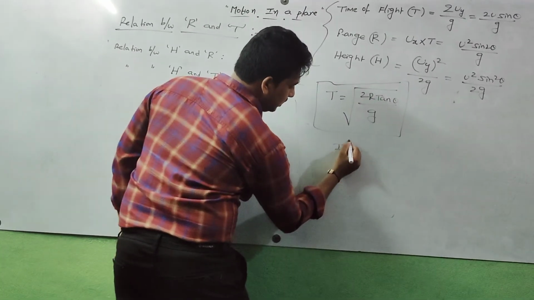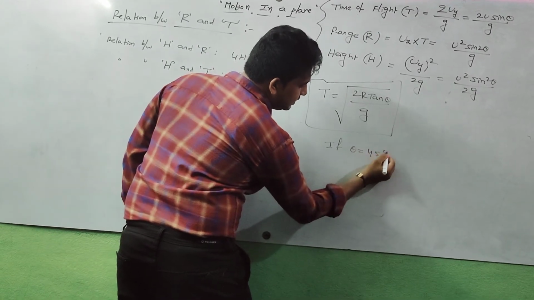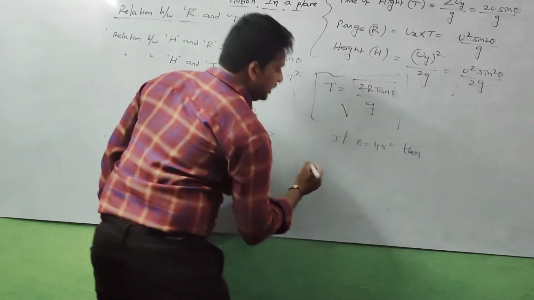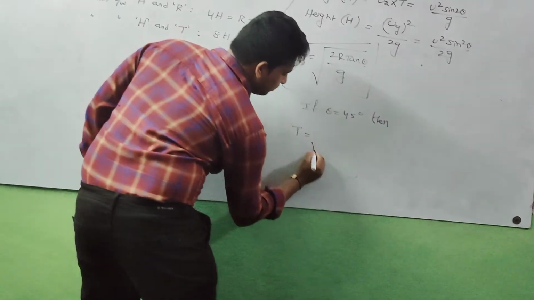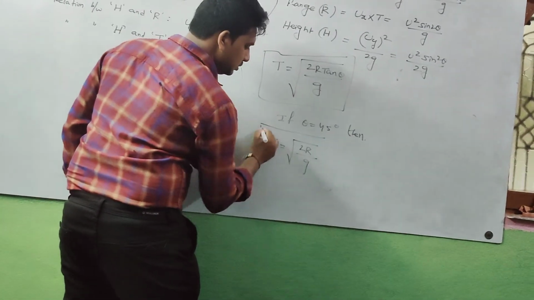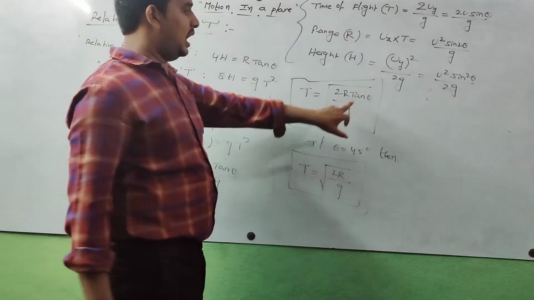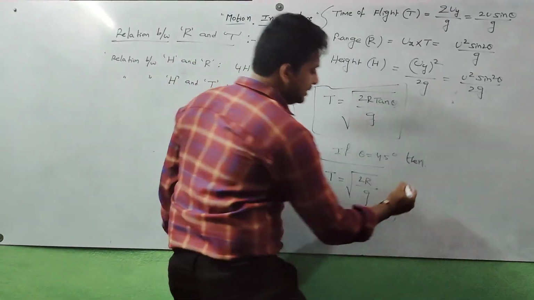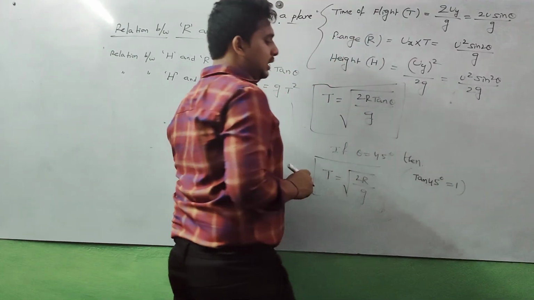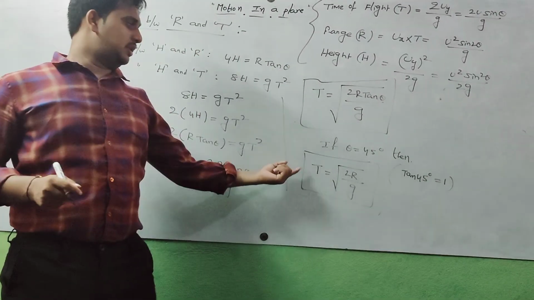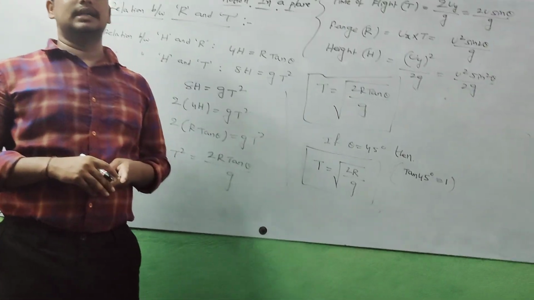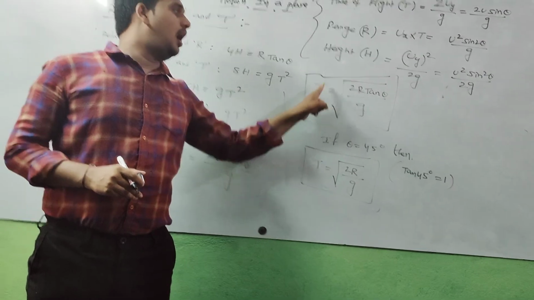If theta is 45 degrees, then t is equal to square root of 2r by g, because tan 45 degrees is equal to 1. That's why we got t is equal to square root of 2r by g. This is the relation between R and T.